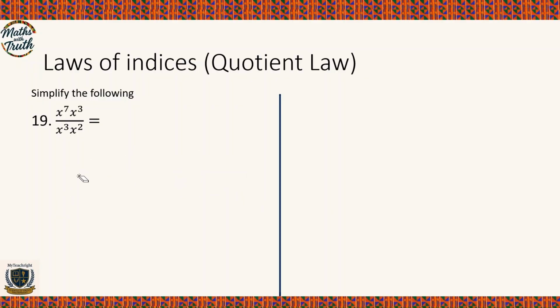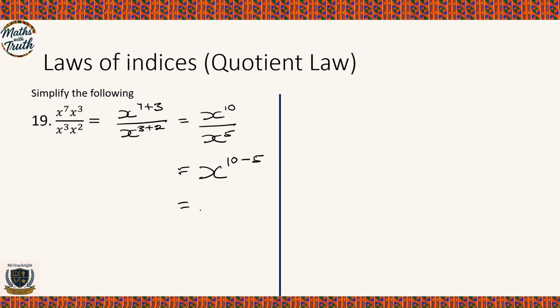Okay, so applying this, we have x exponent 7 plus 3 divided by x exponent 3 plus 2. This gives us x exponent 10 divided by x exponent 5. And this, then, we can apply the quotient law of indices because the bases are the same, and so we can retain the base. And we said that it is always the index of the numerator, that is 10, minus the index of the denominator, and that is 5. And that gives us x exponent 5.